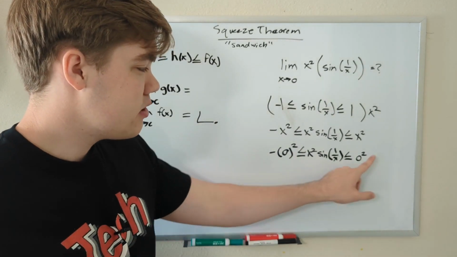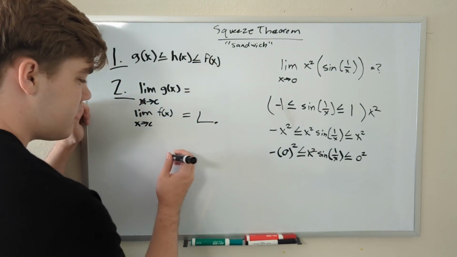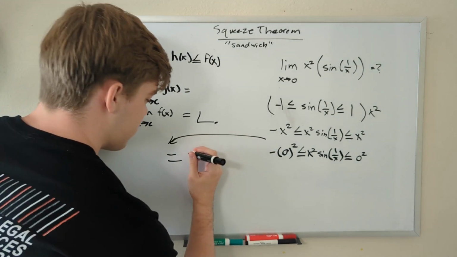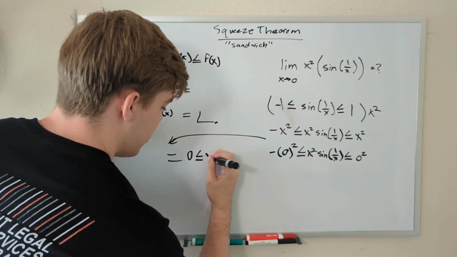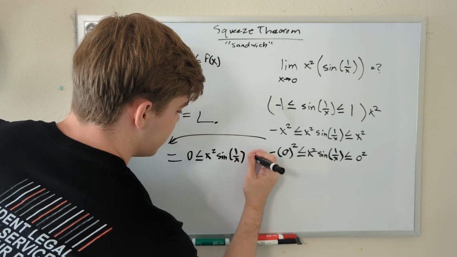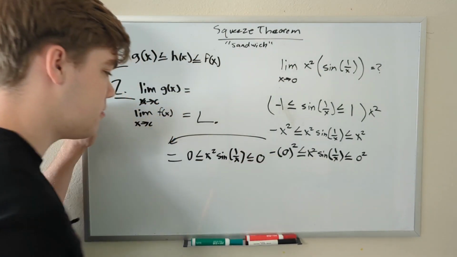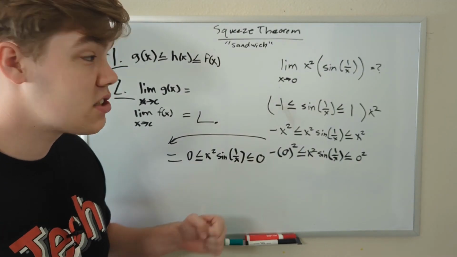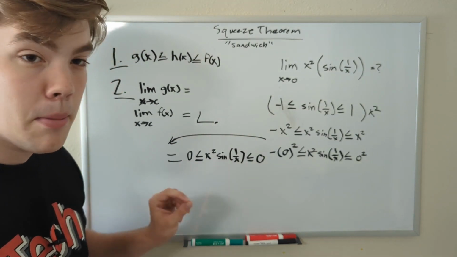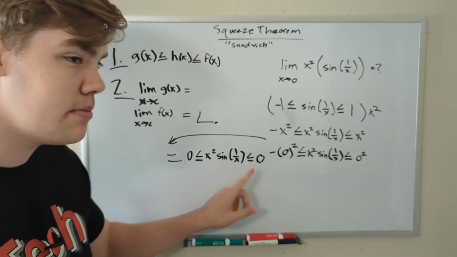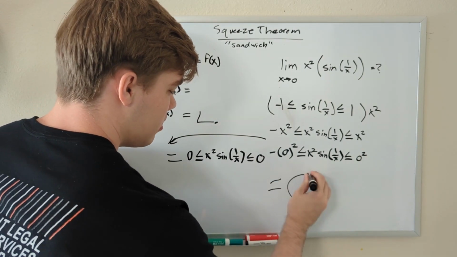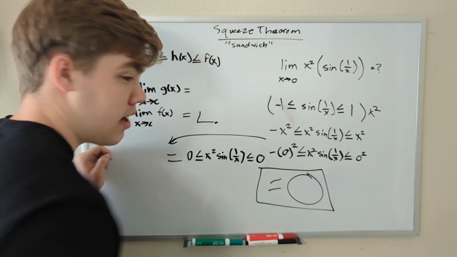And you may also notice that 0 squared is just 0, which means that this function, let me just bring it over here, apologies, I kind of ran out of room down there, is equal to 0, which is less than or equal to x squared sine 1 over x, which is always less than or equal to 0. And well, these are the same. We've squeezed this function between two other functions, which means that this must also equal 0 in order for this to be true. So this limit is actually equal to 0. And that is the limit of our problem.